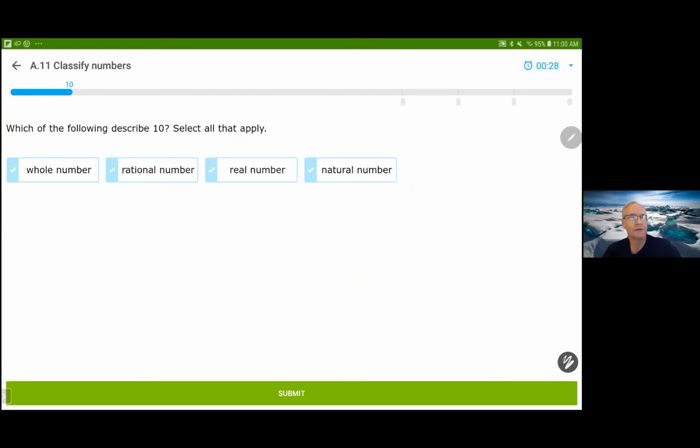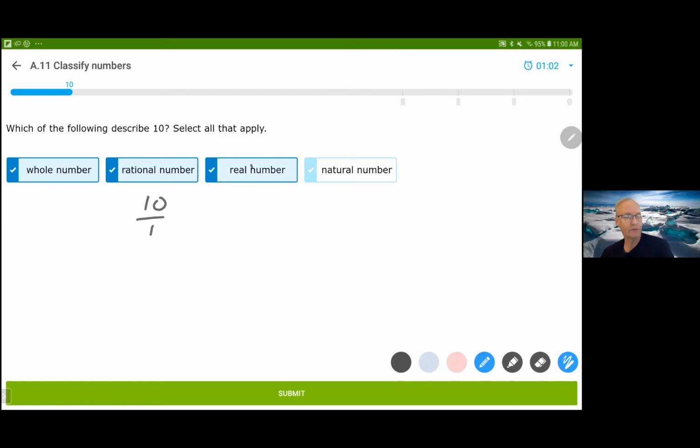Now, which of the following describe 10? Select all that apply. Well, 10 is a whole number. Whole numbers start at 0, 1, 2, 3, and so on. It's a rational number. And we can actually prove it's rational by putting 10 right on the screen here, 10 over 1 proves that it's rational. Any rational number can be written as a ratio. And there it is, 10 over 1. It is a real number because you've heard of it before.